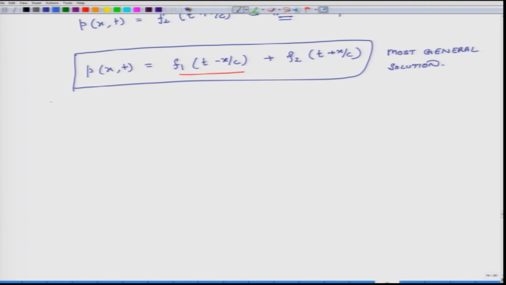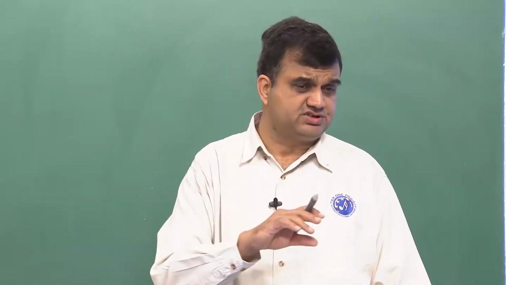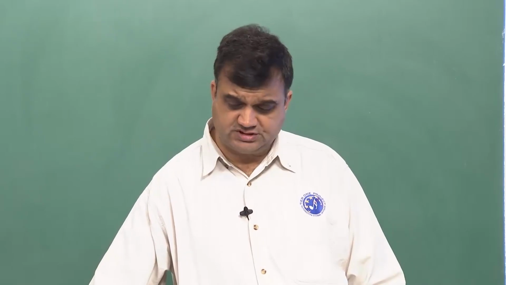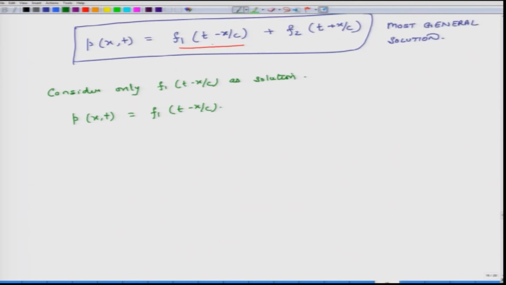So initially we will consider only f1 of t minus x over c as the solution. Then P of x, t equals f1 of t minus x over c. So this is a solution for a wave which is travelling in one dimension. f1 represents a wave which is travelling in one dimension. f2 also represents a wave which is travelling in a single dimension, the x dimension. But we will see what these two different forms, f1 and f2, mean.